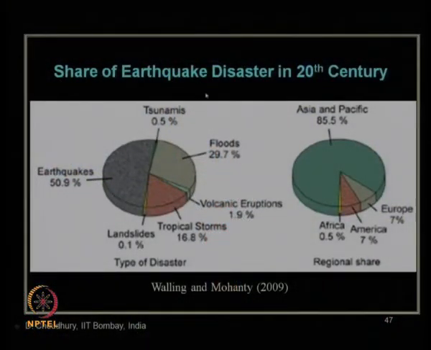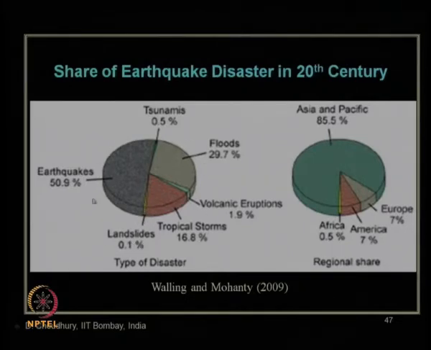Now, why should we study geotechnical earthquake engineering or earthquake engineering as such? You can see from this slide how much is the share of earthquake disaster in the entire 20th century, as given by Welling and Mohanty in 2009. Among all the disasters, earthquake takes a share of more than 50%, close to about 51%. The next highest disaster is flood, close to 30%. Next is tropical storm, about 17%. Next is volcanic eruption, close to 2%. Next is tsunami, about 0.5%, and the last one is landslide.